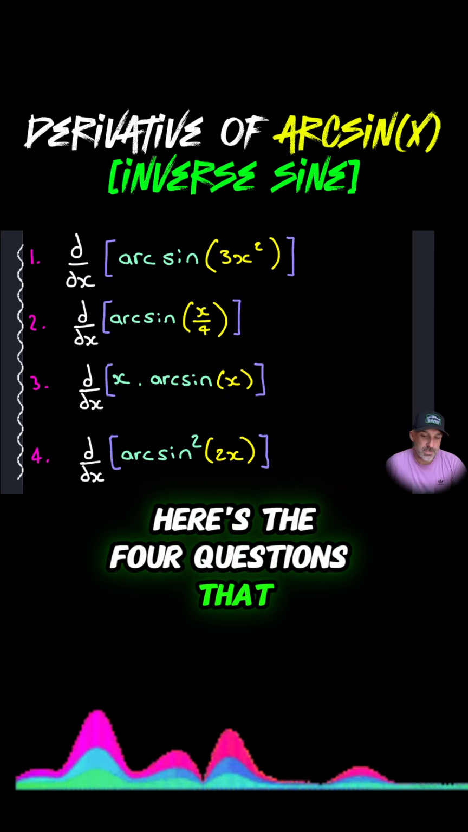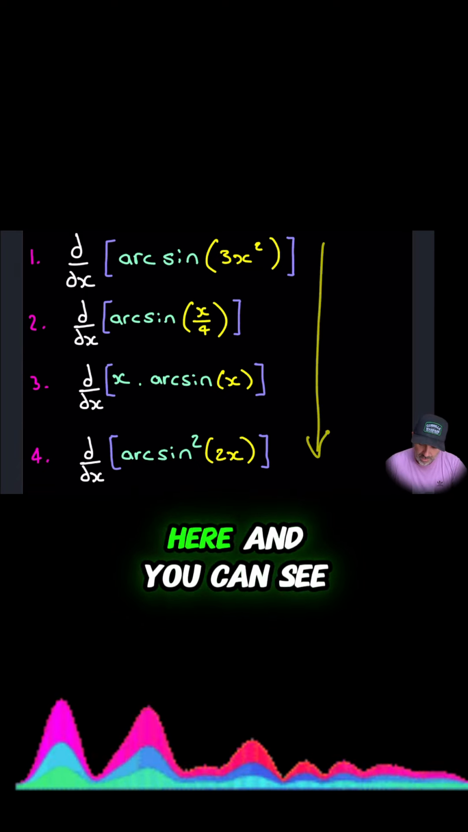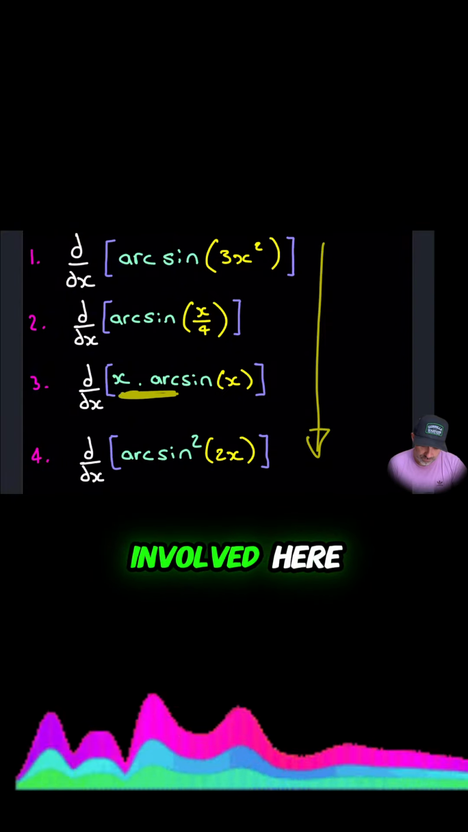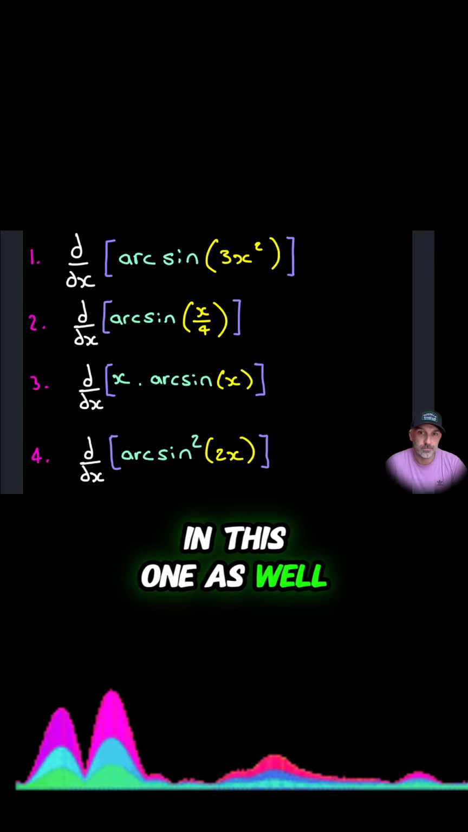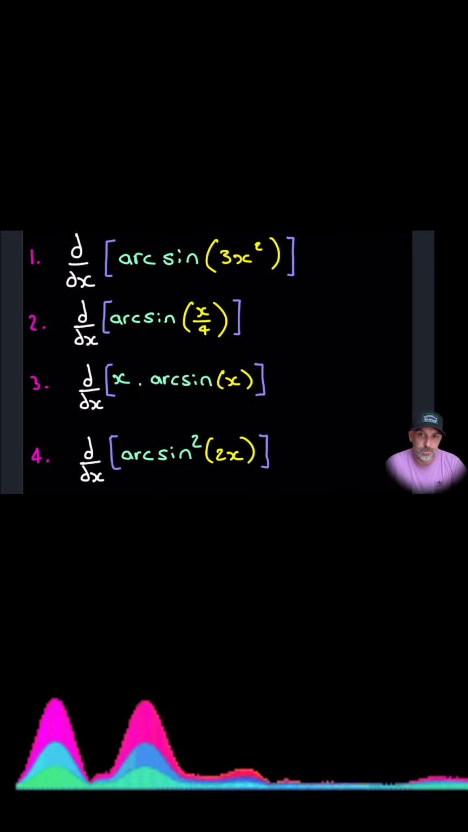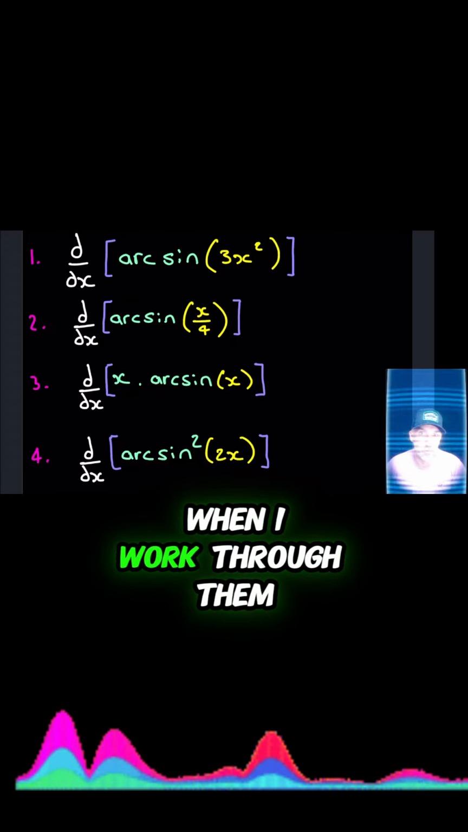Here's the 4 questions that I said we'll go through. They get progressively more difficult as we work down here, and you can see that there'll be a product involved here, and then we have some sort of use of chain rule in this one as well. If you want to have a go at them, pause the video, take a screenshot, work through them, and then you can see if you get the answer right when I work through them.